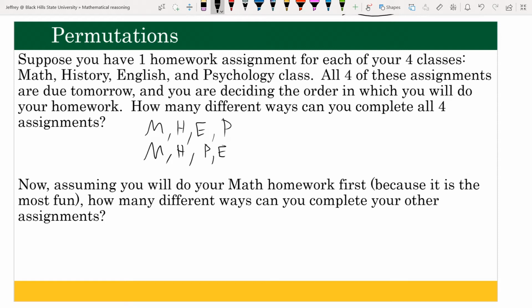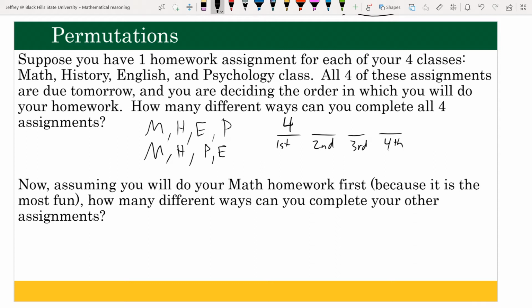So if we were to count how many ways we can do this, I'm going to have these placeholders to determine how many choices we have for each category. I'm going to think of this first one as being the first homework that we do, then our second, then our third, and then our 4th homework assignment. How many choices do I have for the first homework assignment? Well, I have 4 different subjects that have homework, so I have 4 different choices for that first assignment that you work on.